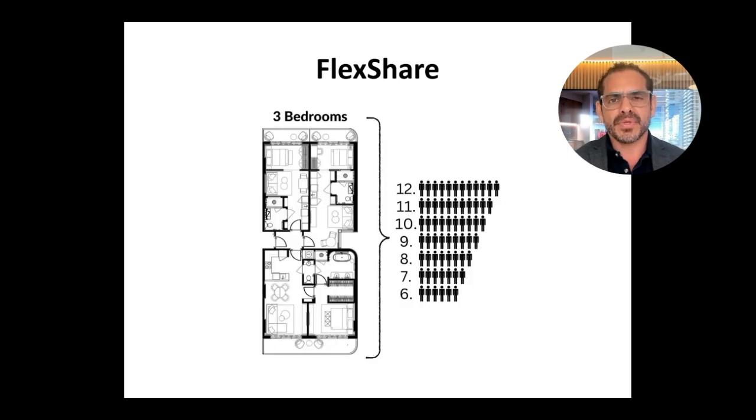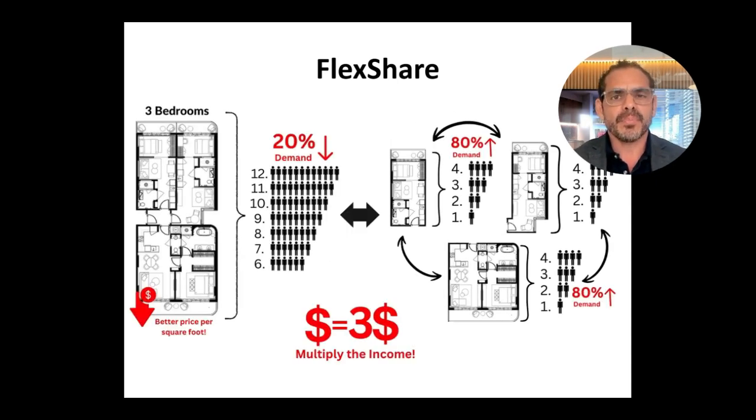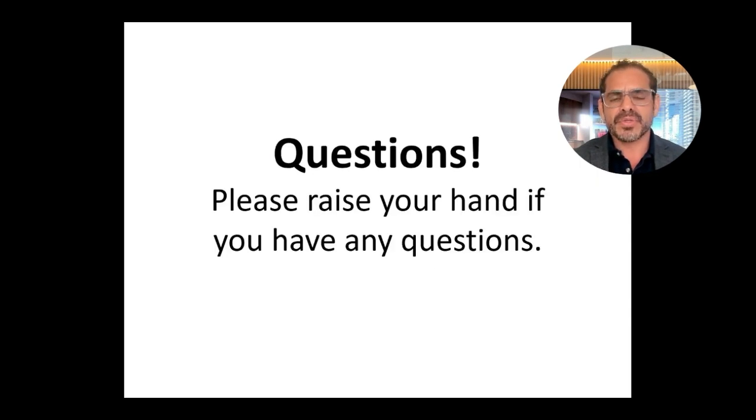The same happens with the three-bedroom apartment, which we now take to another level, being able to divide it into three smaller apartments. Now we enjoy a much cheaper apartment than the studio or the two-bedroom, taking advantage of the 20% demand with the advantage of not just two, but three incomes with the 80% demand, being able to triple the income. Questions? Please raise your hand if you have any questions.